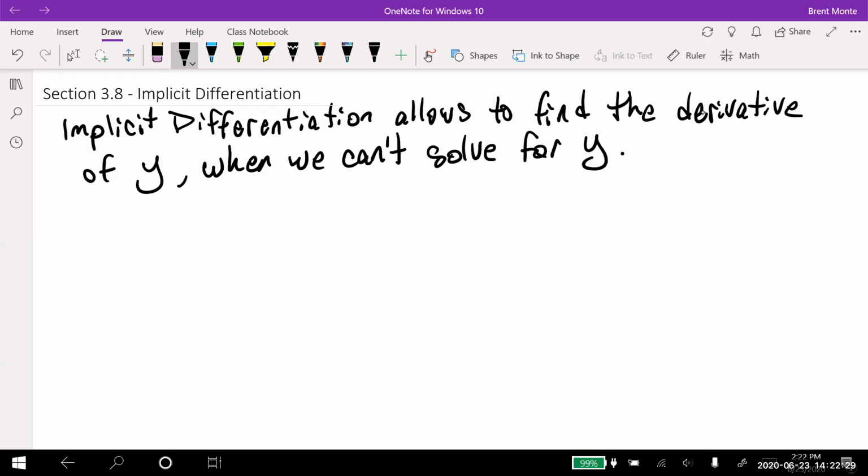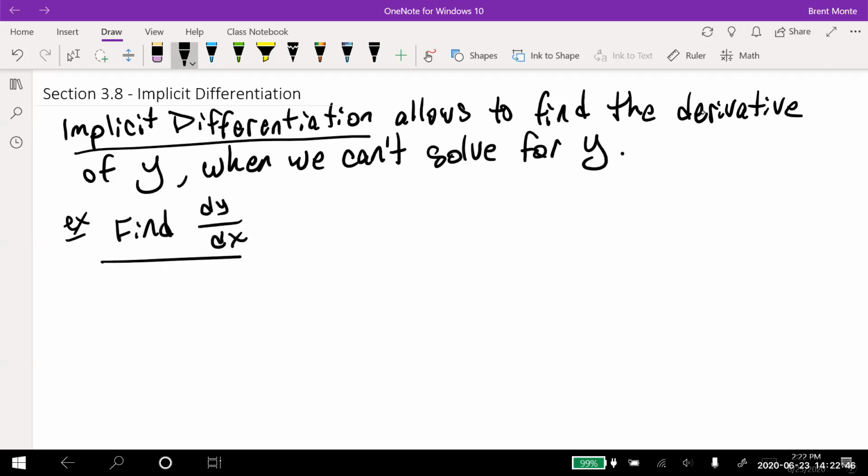So let me show you how it works looking at a problem where we can solve for y, and I'll go ahead and do that. So, for instance, suppose I have a problem and it says find dy dx. So I'm trying to find the derivative of y with respect to x. And say the problem gives us y plus 3x squared minus 5 equals 0. So there's my problem.